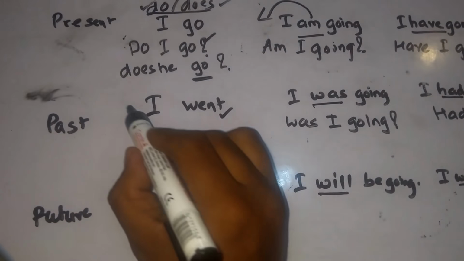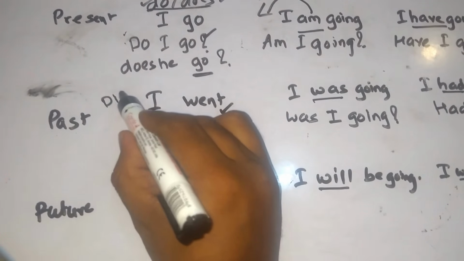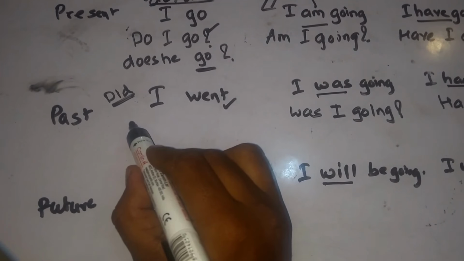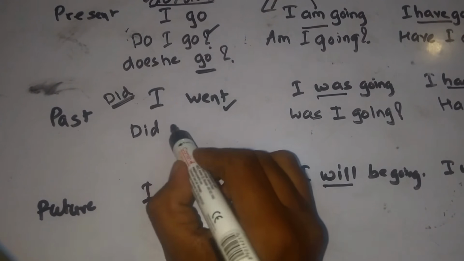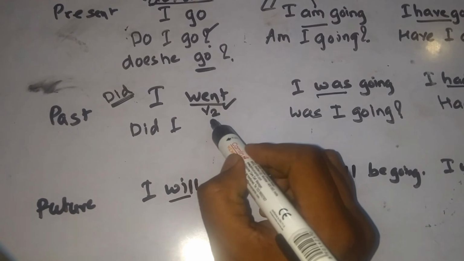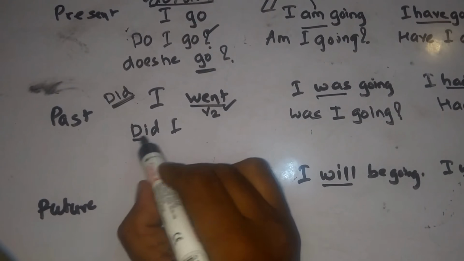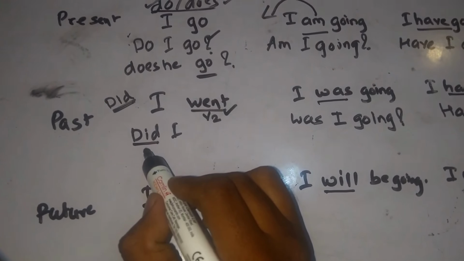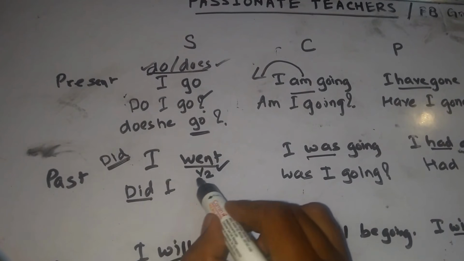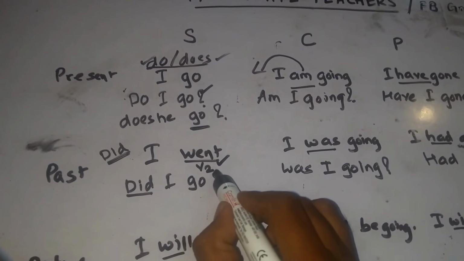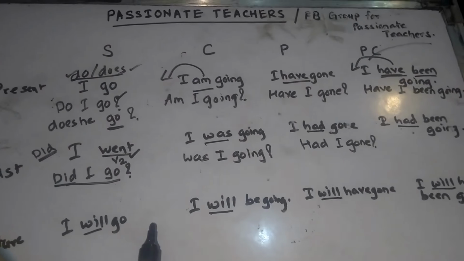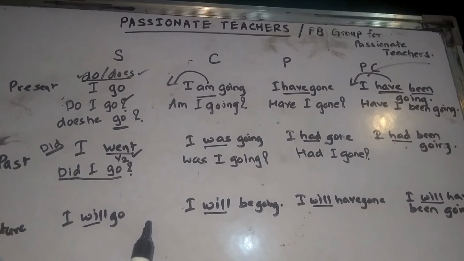In past tense we use the helping verb did, so now I have to write did I. This is the second form of the verb, and we have already used did as the second form, so we are not going to use the second form again. We'll write: did I go. Did I go? Okay, so this is the way we make questions.